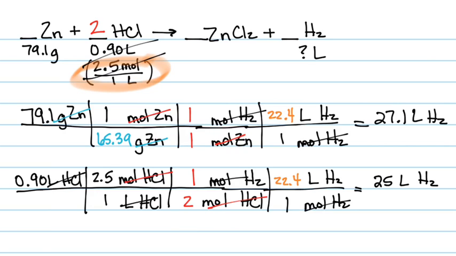So as I look at these two, the number that I have the least amount of, 25 liters of hydrogen, makes HCl my limiting reactant. So HCl is my limiting reactant, zinc is my excess reactant, and the product that would actually form is going to be 25 liters of hydrogen.